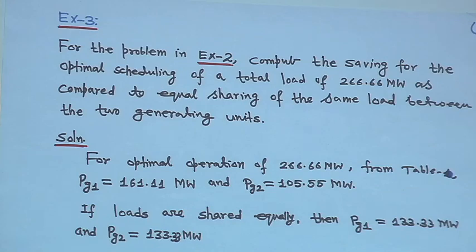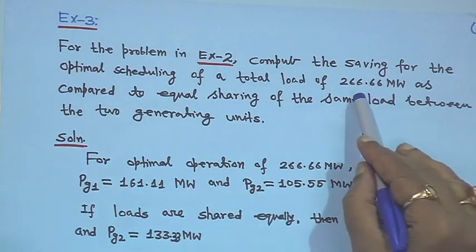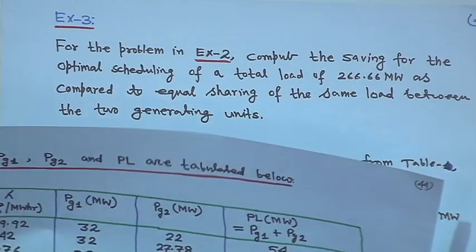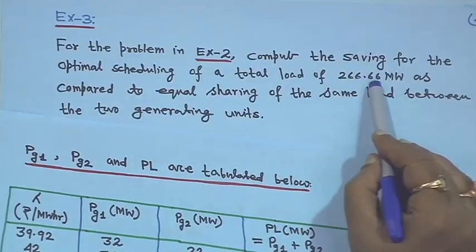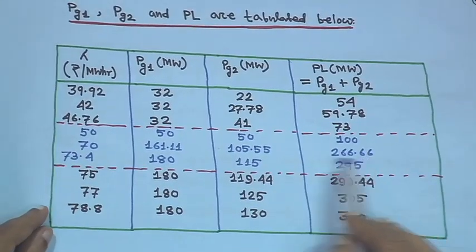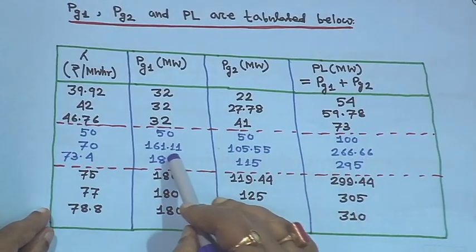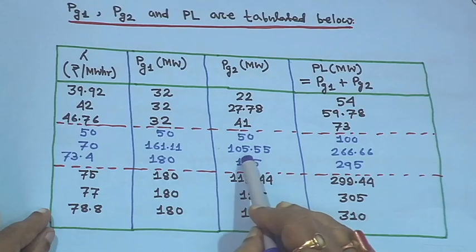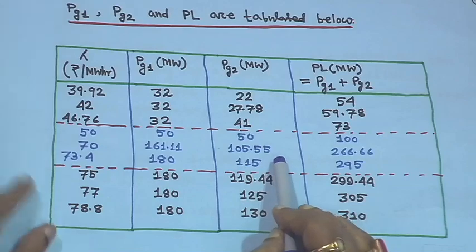When the total load is, I mean equal share means 133.33 megawatt each. And what will be the optimum? If you take the optimum one, 266.66 we have been given, so if you take this as the optimal one, then in that case Pg1 is equal to 161.11 megawatt and Pg2 is 108.55 megawatt.